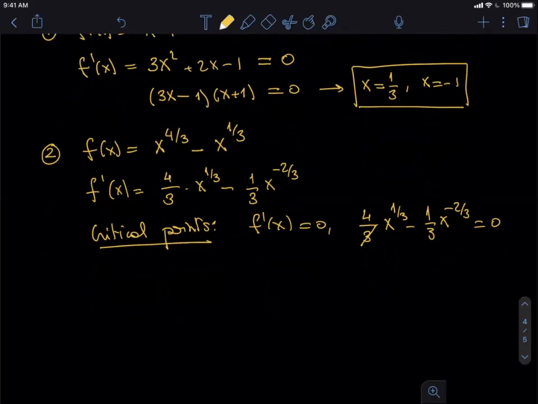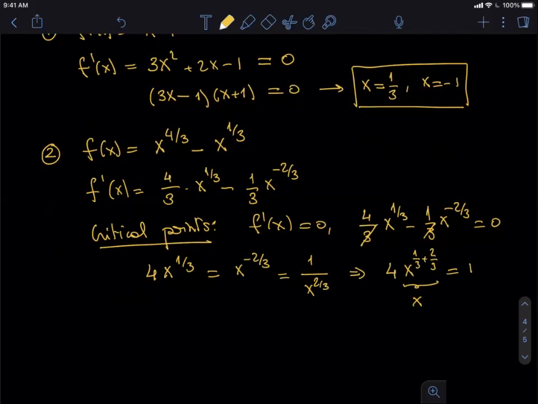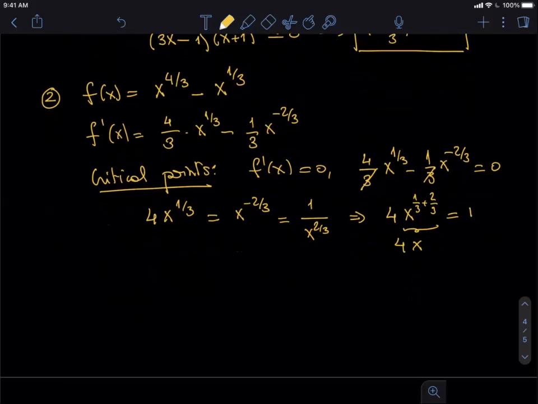And now we just simplify. This means 4x to the 1/3 equals x to the -2/3. This is like 1 over x to the 2/3, right? So we can push everything to the left, and then it would be 4x to the 1/3 plus 2/3 equals 1. But this is x, because 1/3 plus 2/3 makes 1. So we have 4x equals 1. That means x equals 1/4.